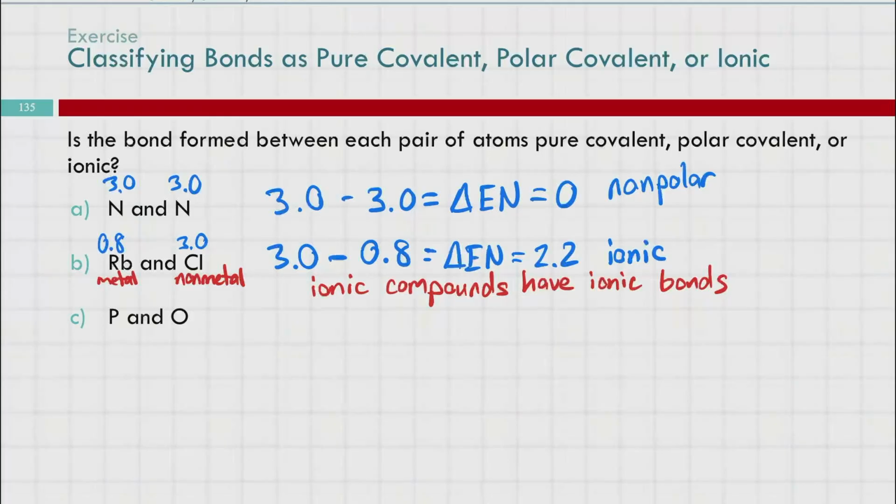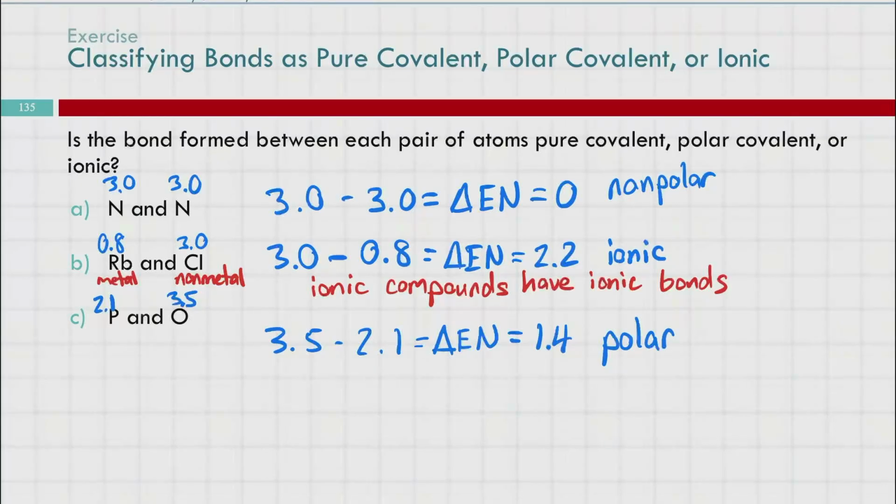And then for C, we have phosphorus, which has a value of 2.1, and oxygen, which has a value of 3.5. To calculate our difference in electronegativity, take the 3.5, subtract 2.1. That gives us a difference in electronegativity value of 1.4. That's between our 0.4 and our 2. So we call that a polar bond or a polar covalent bond.